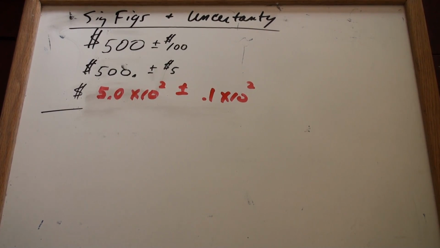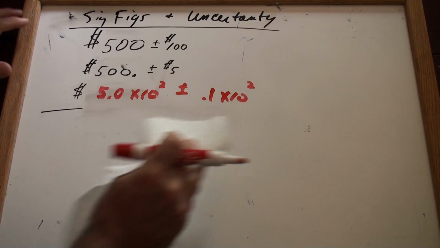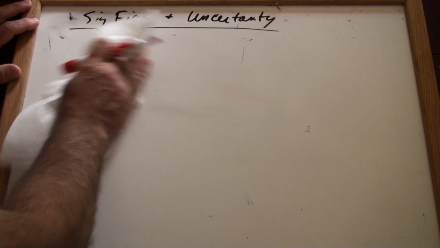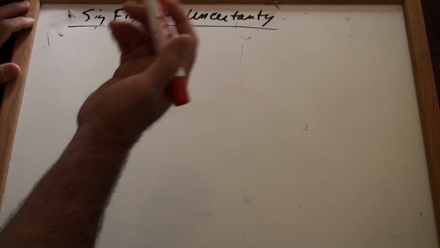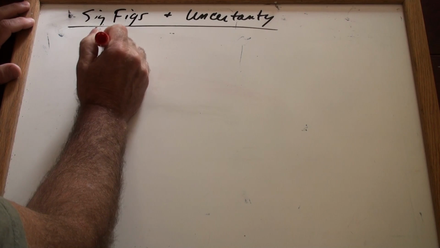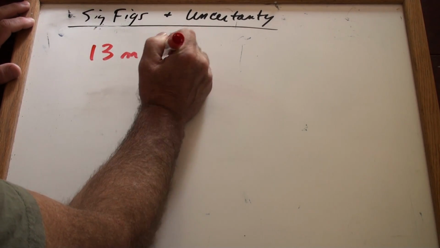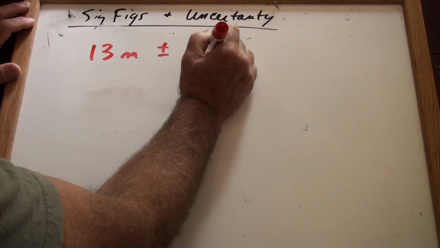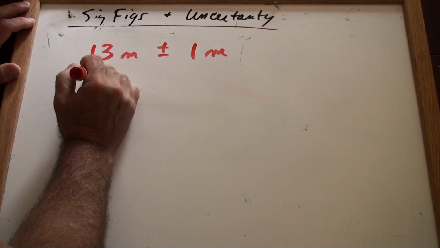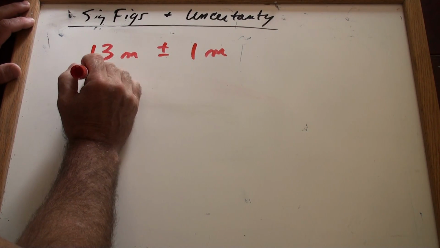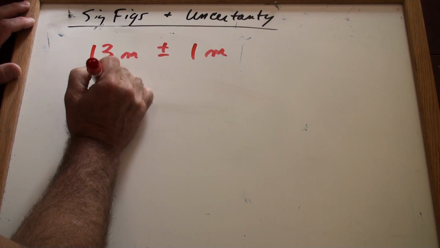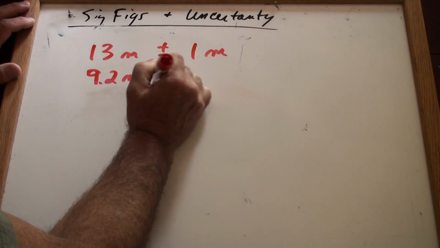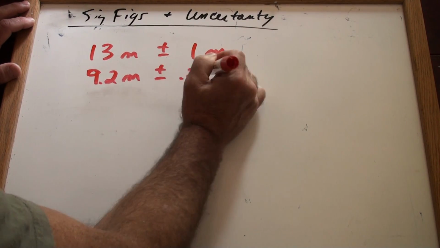Now comes the tricky part, and that is this. What if you want to find the volume of a room? Which, if you guys are doing your lab, you got to find the volume of a room. And the room has, I don't know, let's say 13 meters, and you think plus or minus 1 meter. And then somebody else measures it way more accurately than you, and they measured 9.2 meters, and they think they could be plus or minus 0.2 meters.